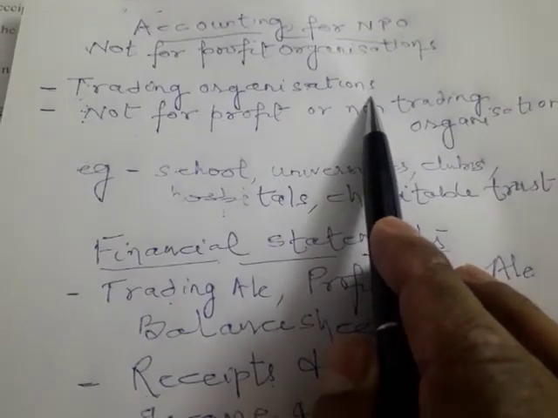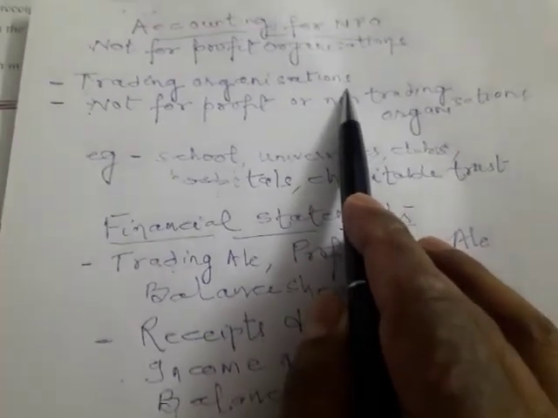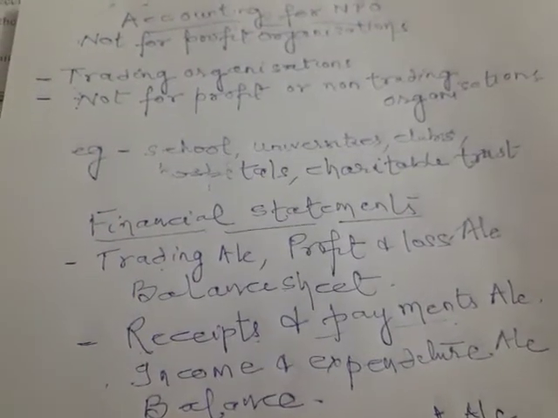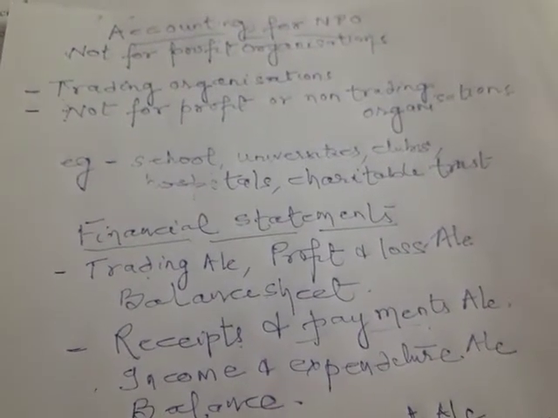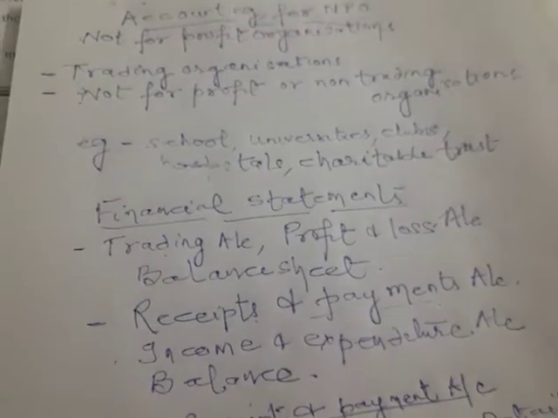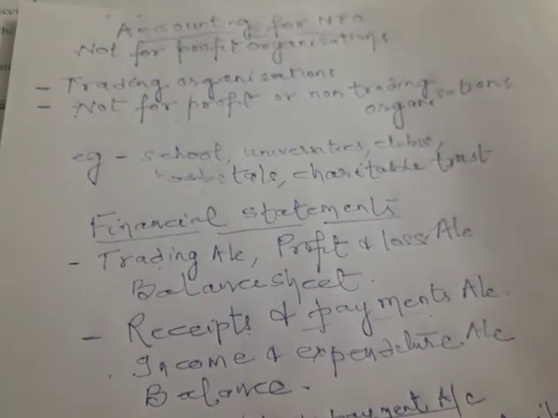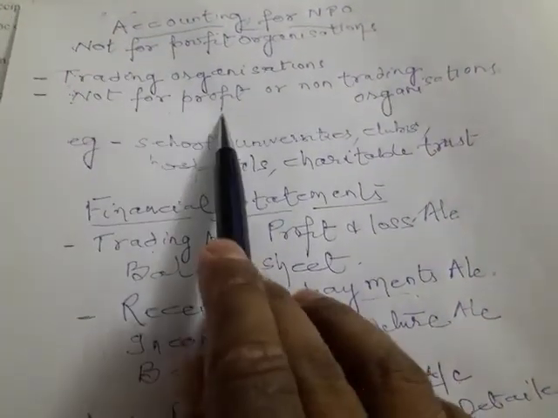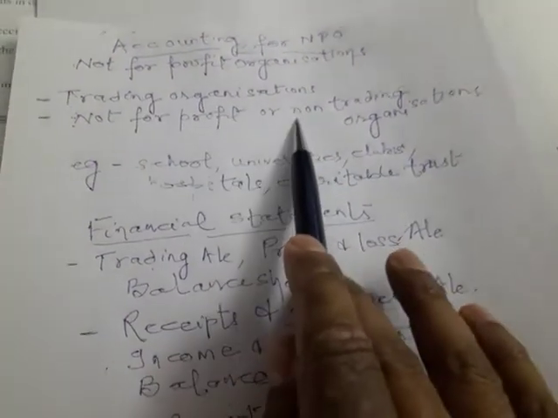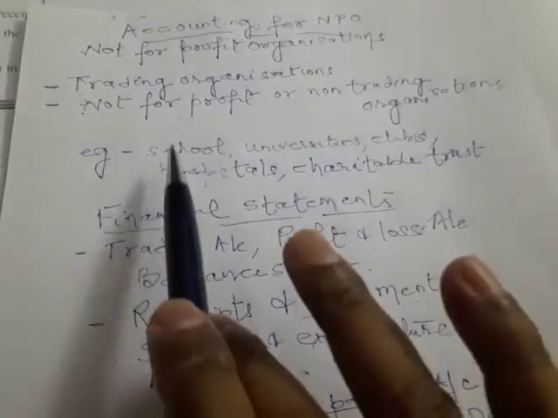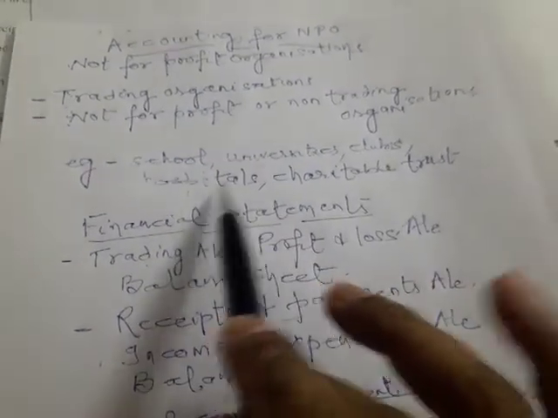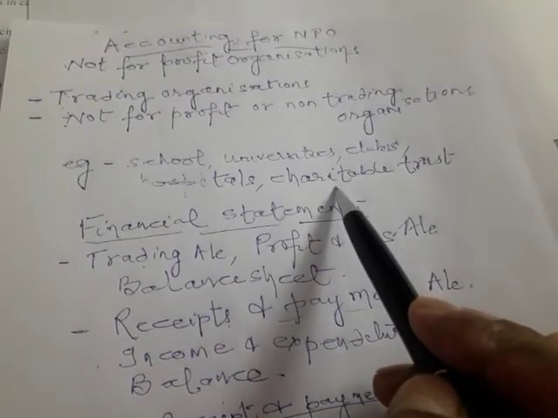But there are some organizations or institutions which are not working with this motive of earning profit, but rather they are working for the motive of providing service to the society or the members. These organizations are known as not for profit or non trading organizations. Examples are schools, universities, clubs, hospitals, charitable trust, etc.